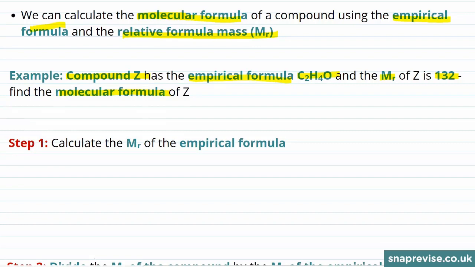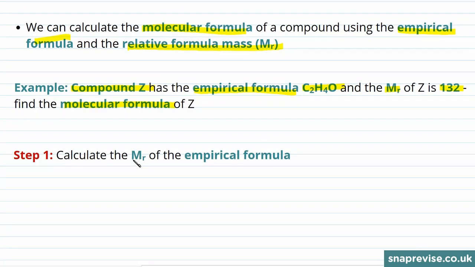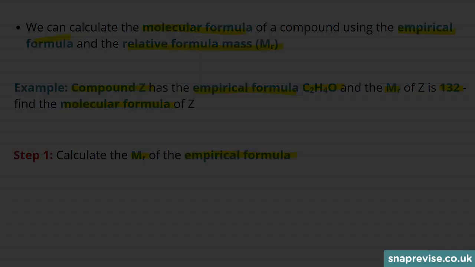The first step in the process is therefore to calculate the relative formula mass, or MR, of the empirical formula, which is C2H4O.